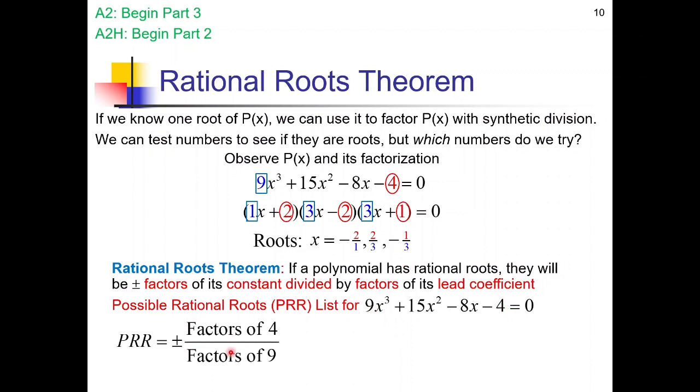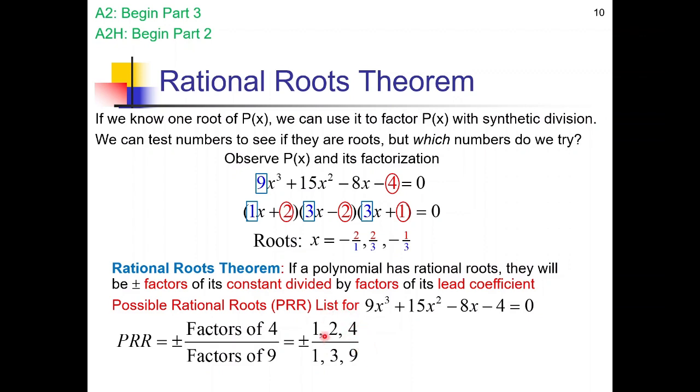And we're going to set up several of these PRR lists in the problems to come, but this is just kind of an introduction. So what are the factors of 4? Well, we've got 1 and 4 and also 2, 2 times 2. So 1, 2, and 4. How about the factors of 9? We've got 1, 3, and 9. So not a whole lot of factors individually. Now to generate the list, we have to combine all these together.